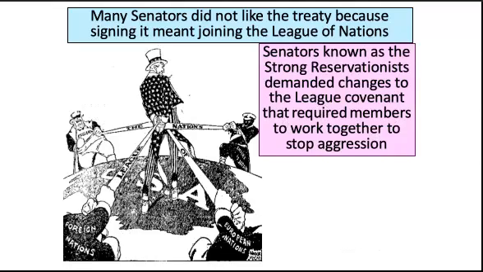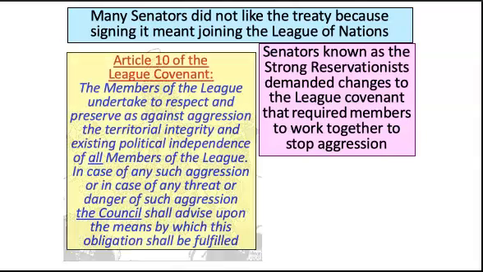Many senators, known as strong reservationists, demanded changes to the League covenants that required members to work together to stop aggression. For instance, Article 10 of the League Covenant said that the members of the League undertake to respect and preserve as against aggression the territorial integrity and existing political independence of all members of the League. Now, this meant that the United States would have to jump in, and it would entangle us in foreign affairs, something that Washington specifically warned us against in his farewell address.